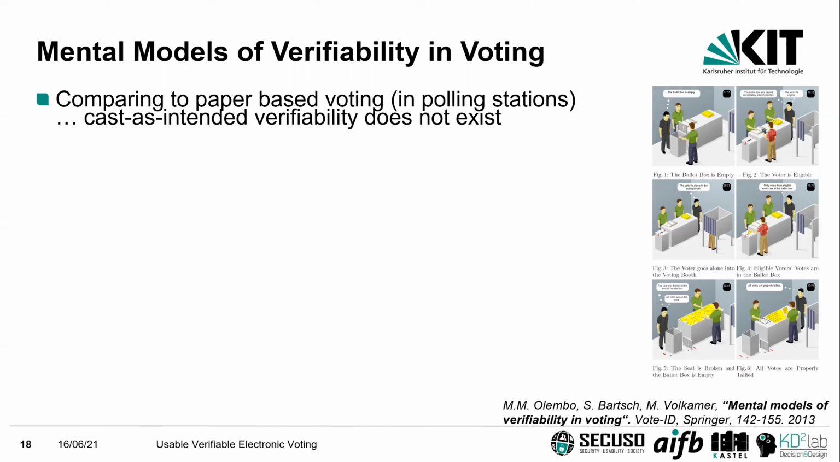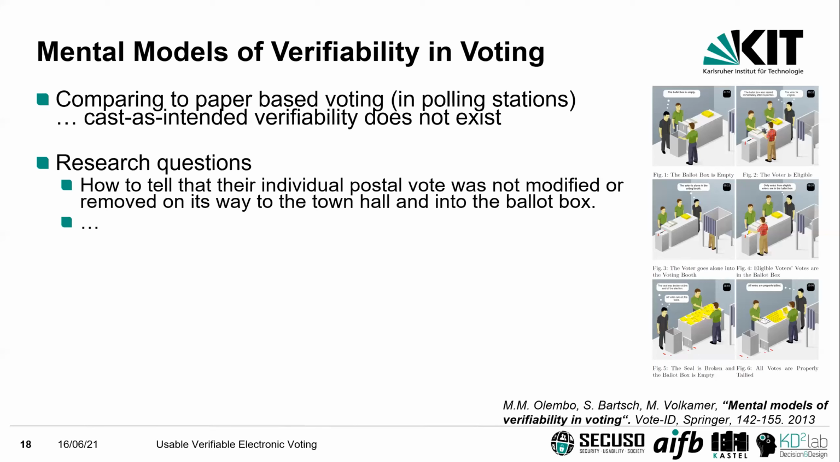However, I explained earlier that this is actually the most crucial step for the user because it's only the user who can do this. So it's not that I can ask someone else to do this step for me, but it's the voter. And having said this, I think you can see that it might be challenging to motivate people to take a step for cast-as-intended verifiability, as it's something they don't know of. We try to understand better what they know about these observations.